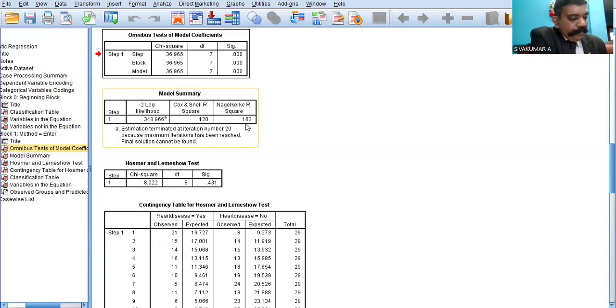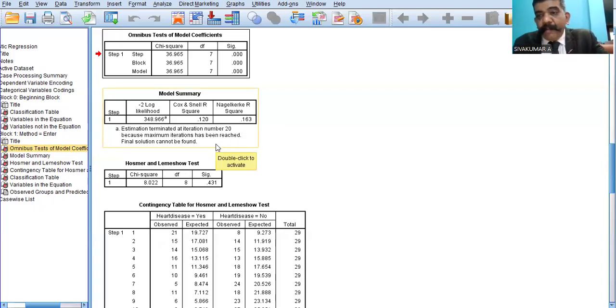Okay, what is the interpretation? If the value is higher, then it is good. Otherwise, it is not good. Please take the last R square value, that is 0.163. That means 16.3%. That is one type of explanation. Here the independent variables explain 16% variation in the dependent variable.